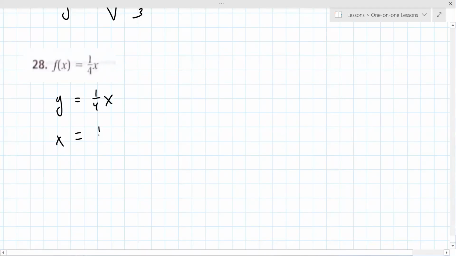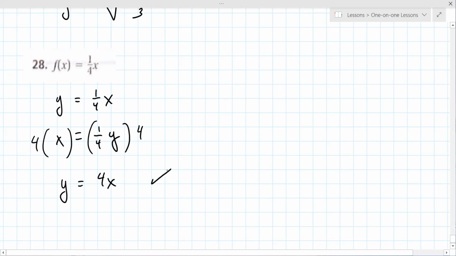When you switch x and y and you solve for y, you're going to multiply both sides by 4. So you get y equals 4x. Oh, okay.